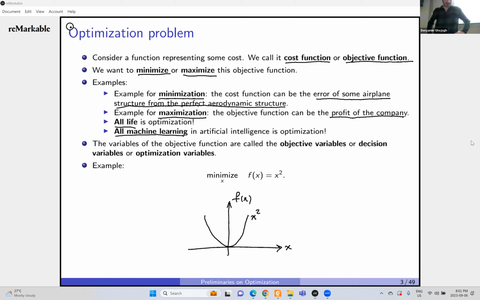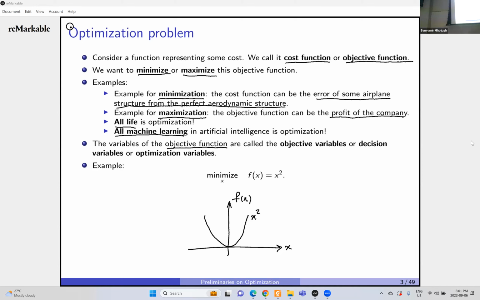Then what else is in machine learning? Yeah, I think this. So all machine learning is optimization. And variable of objective function, because every objective function has some variables, right? Every function has some variables, input variables. We learned it in high school.